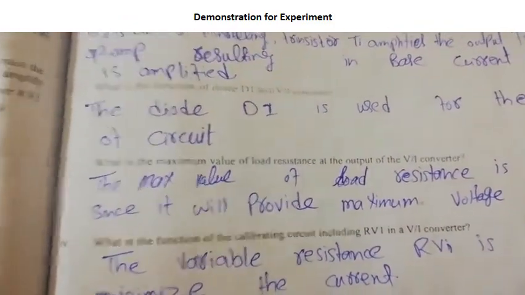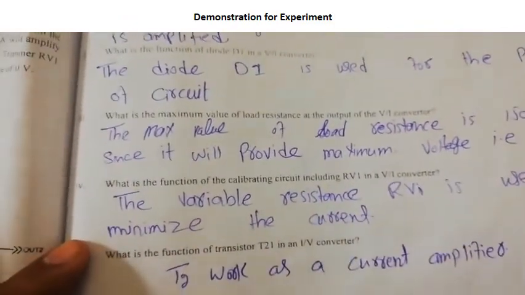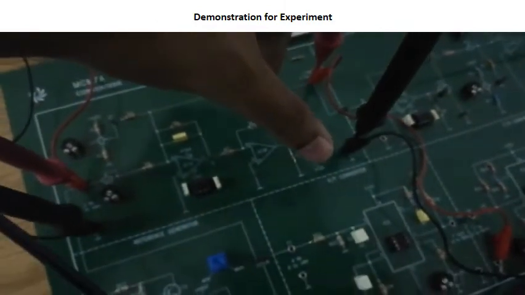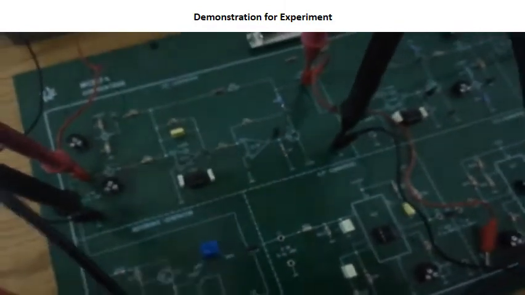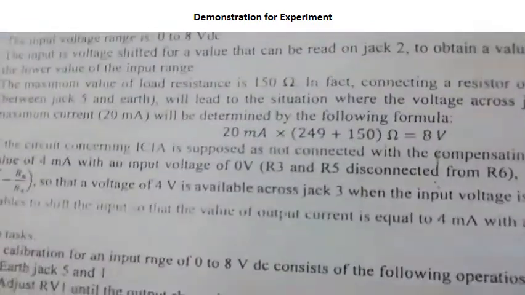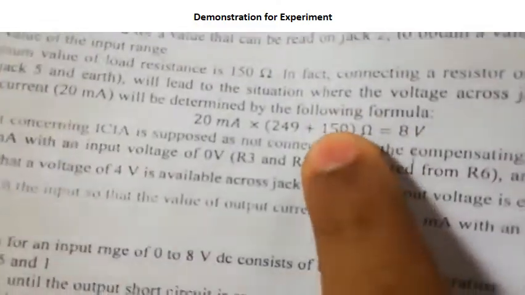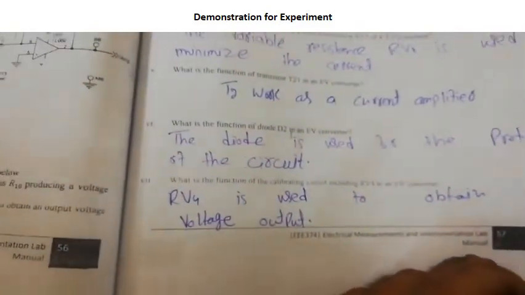Next we have some questions in the manual which we have to fill after performing this whole experiment. We will be able to answer the asked questions in the manual. At this position we can connect our load. So we will see this in upcoming step. 150 ohm is the maximum value which is maximum that it can bear.